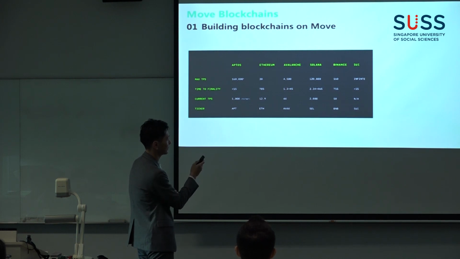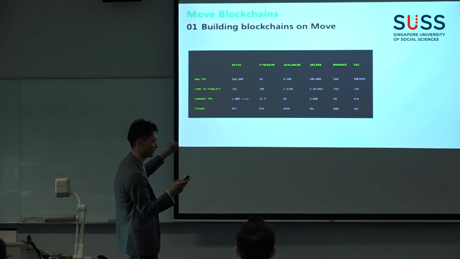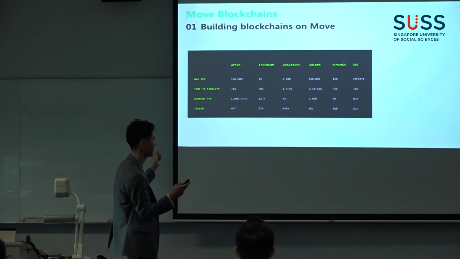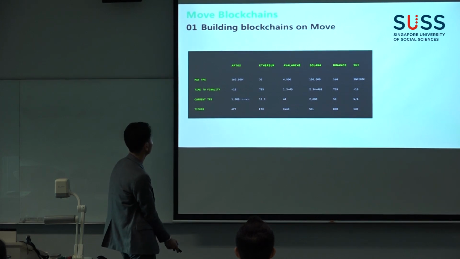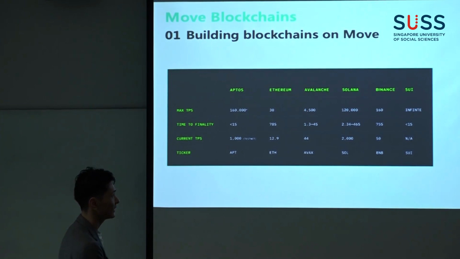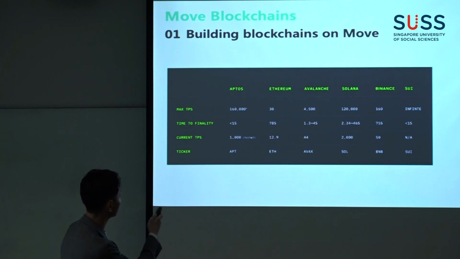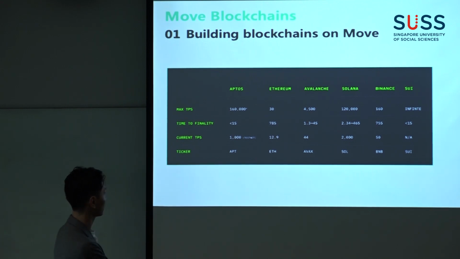160,000, and for Sui it's infinite, because Sui is object-oriented and objects can have different parallel executions infinitely. And for time to finality, Ethereum takes almost 78 seconds to finalize a transaction, but Move chains take less than 1 second to finalize. Well, the current TPS is not noted here, so we'll wait until Sui develops their mainnet.